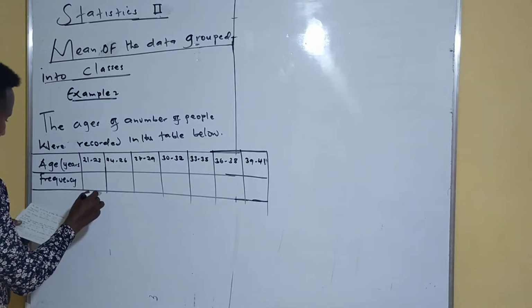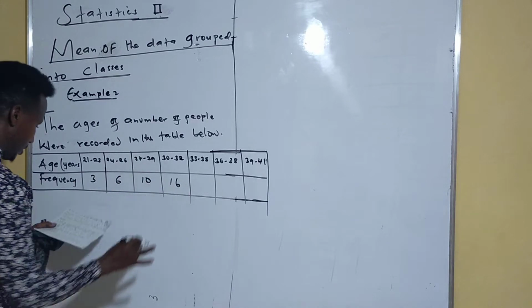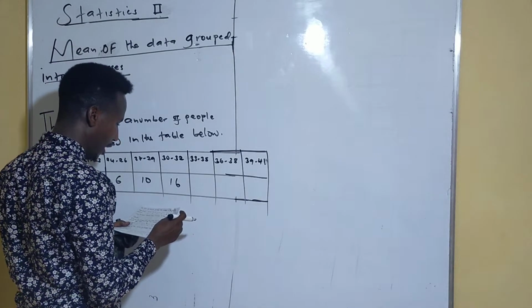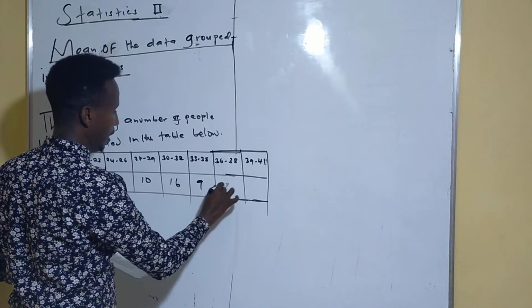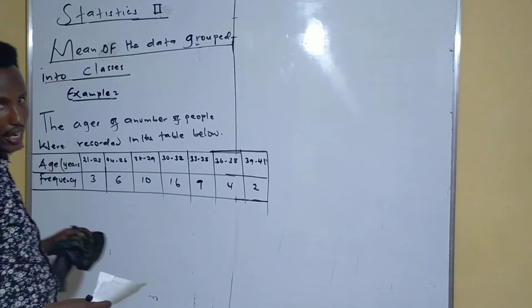Under that we have 3, 6, 10, 16, then 9, 4, 2. My brothers, this question is just like the previous one.